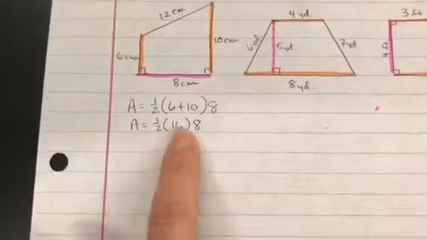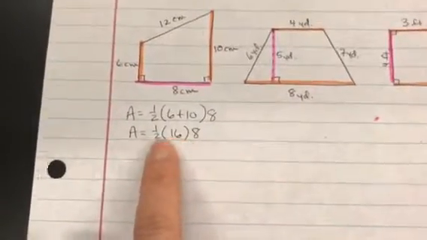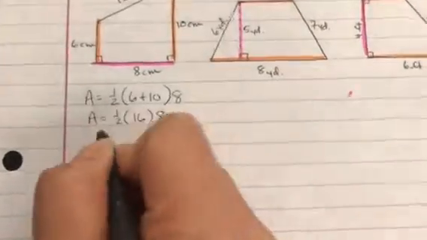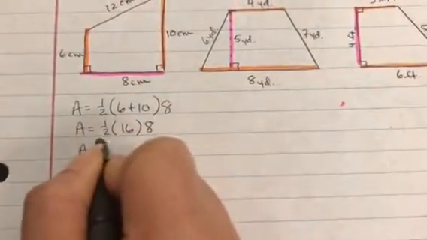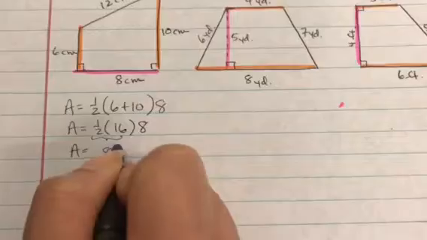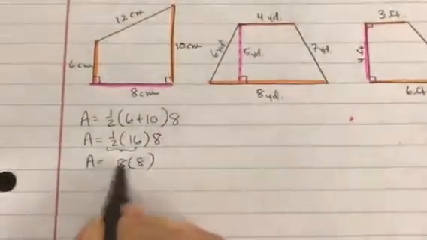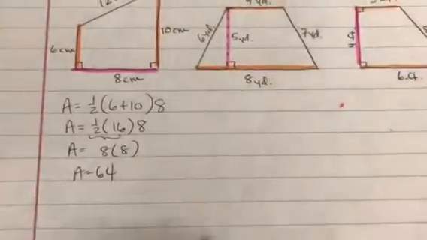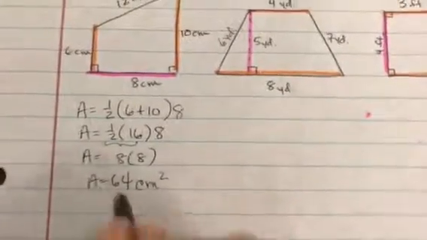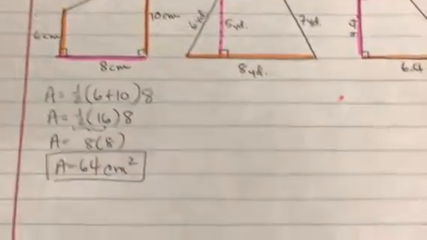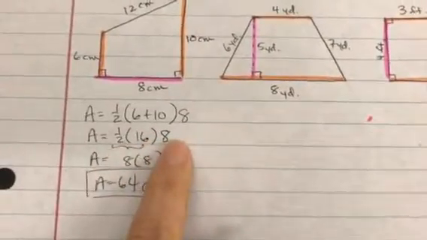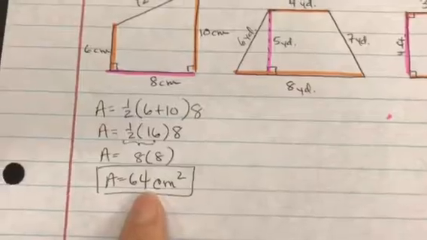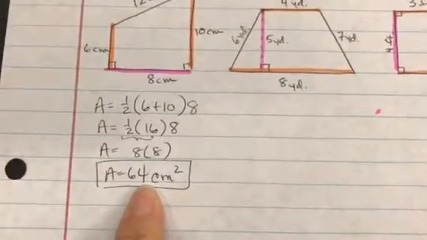So I'm just going to go ahead and take half of 16. Half times 16, which is half of 16, is 8. So area equals, I'm going to do this first. Area equals 8 times 8 now. And 8 times 8 is 64. Put in your units, 64 centimeters squared. Even if I did the half times 8 first, that would be half of 8, which is 4, and 4 times 16 would still give me 64 centimeters squared.